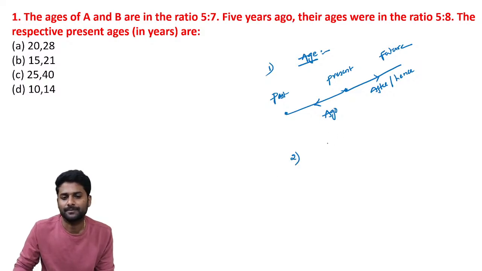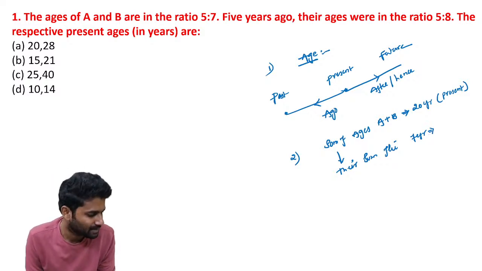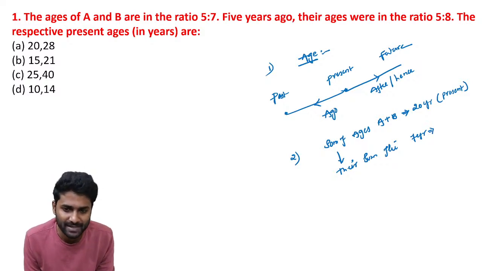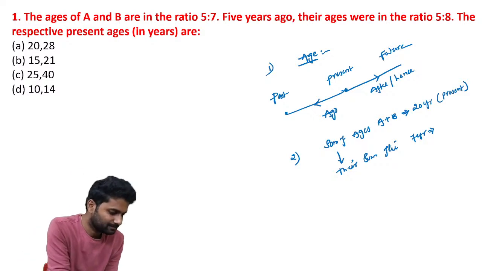Now the second information. Sum of ages of A and B is 20 years. So they are talking about the present. If we add the present ages of A and B, it's 20 years. Now what is their sum after 7 years? Can anyone type your answers? If you go through that, the sum of the present ages is 20 years. So what is the sum of their ages after 7 years? Please type your answer.